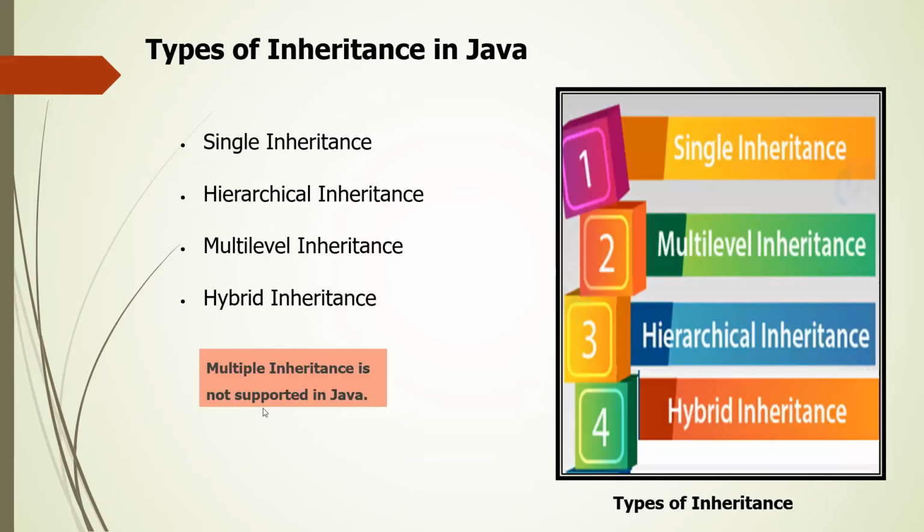Now we will see what the types of inheritance in Java are. There are mainly four types of inheritance supported by Java: single inheritance, hierarchical inheritance, multi-level inheritance, and hybrid inheritance. Multiple inheritance is not directly supported in Java. It should be done through a specific concept called an interface.